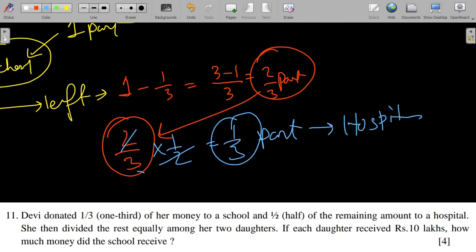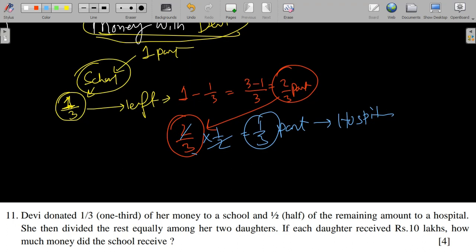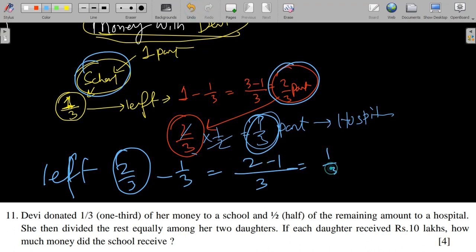After giving this money, how much is left? Let's see what was remaining with her. After giving to school, she remained with 2 by 3. Now from 2 by 3 she has given half, so 1 by 3 is gone. So now she is left with 2 minus 1, so it's 1 by 3 part of the total money that is still left.